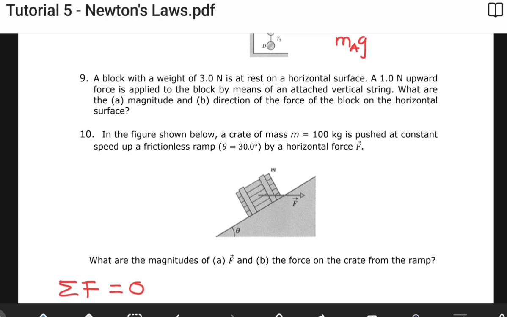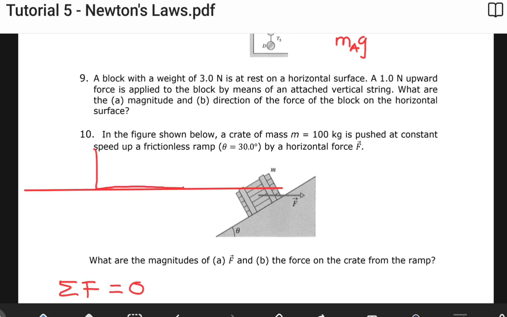A 1 Newton upward force is applied to the block by means of an attached vertical string. What are the A, magnitude, B, direction of the force of the block on the horizontal surface. So the first thing is to try as much as possible to understand what the question is saying.